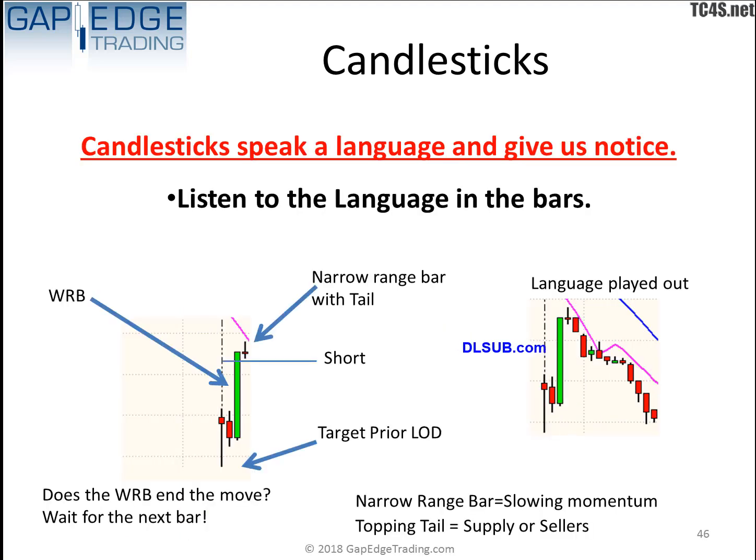Alright, so candlesticks speak a language and give us notice. The key is we have to listen to the language in the bars. So we see that on the left we have two red bars, one with a bottoming tail, and then the second one goes inside. Okay, so that's very important to notice. So let's just hypothetically say this is a 15-minute chart, on a gap down, and the first 15-minute bar is a bottoming tail.